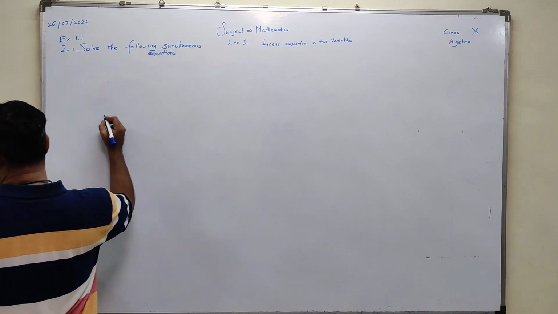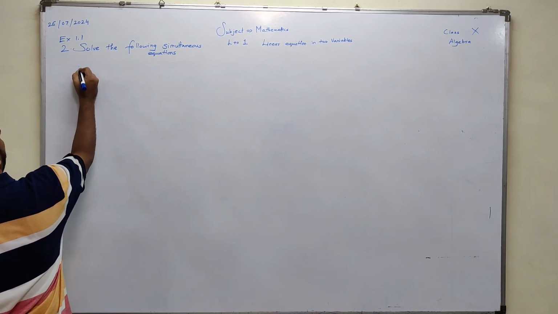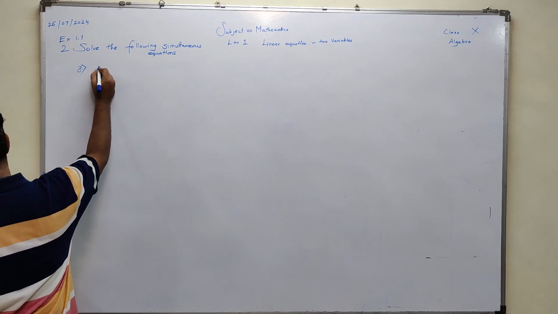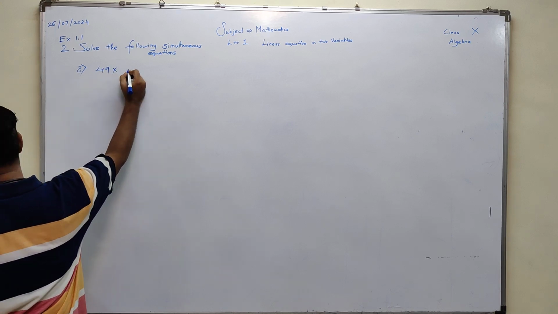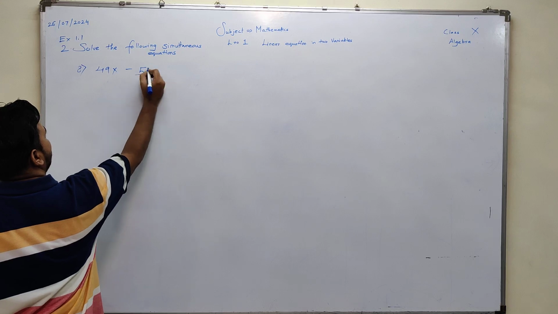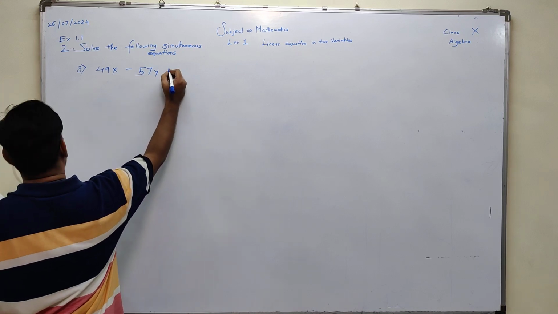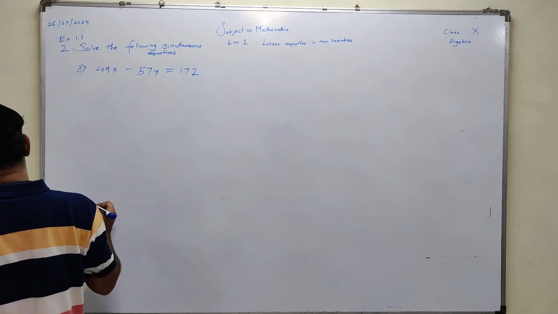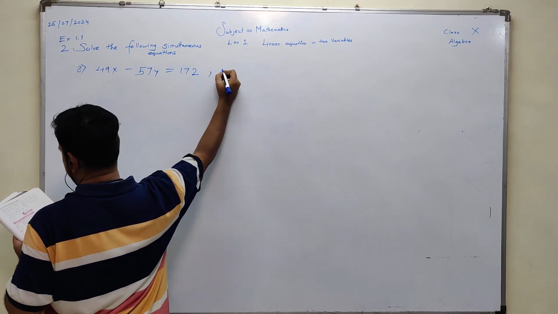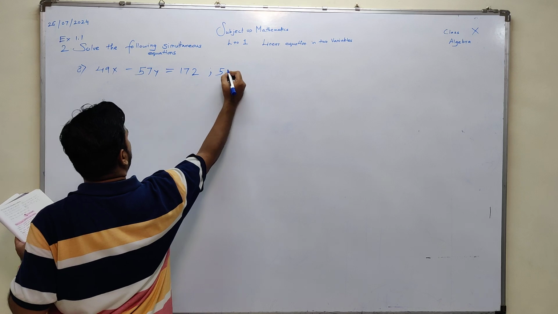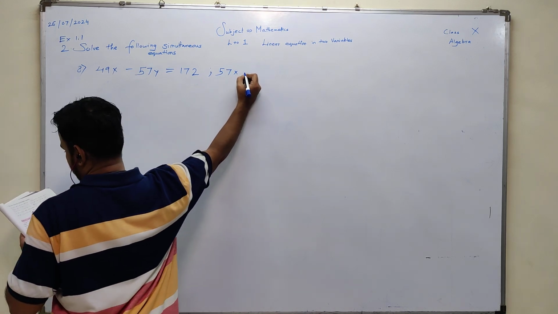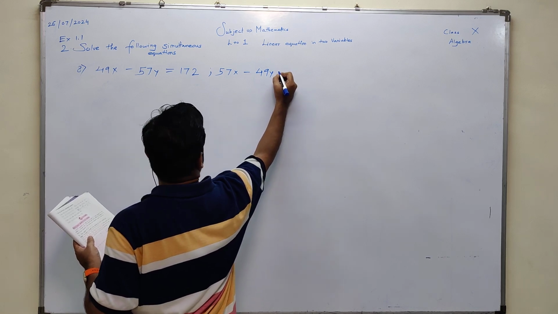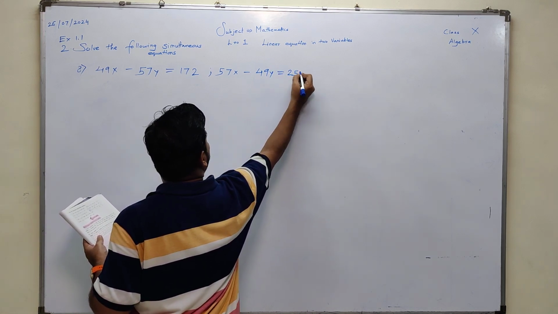So let me write down the example quickly. Example number 8 is 49x minus 57y is equal to 172, and the other equation is 57x minus 49y is equal to 252.